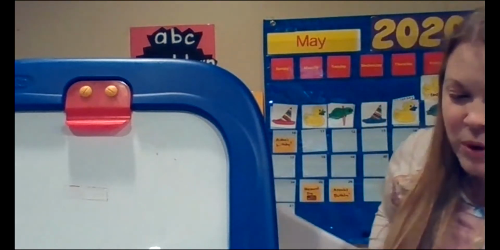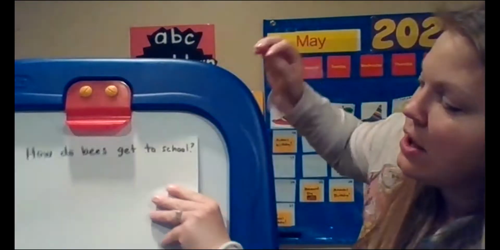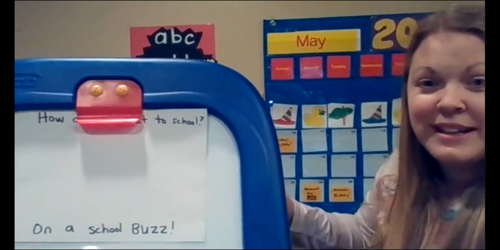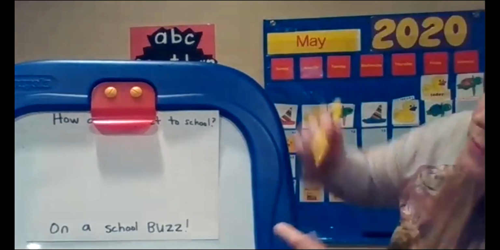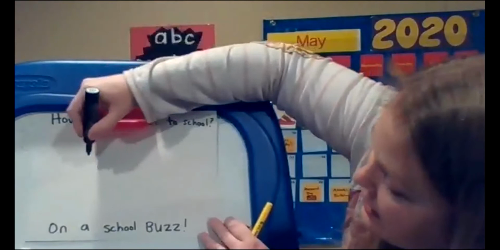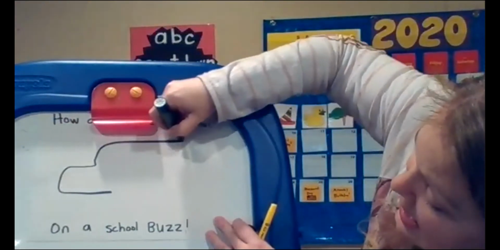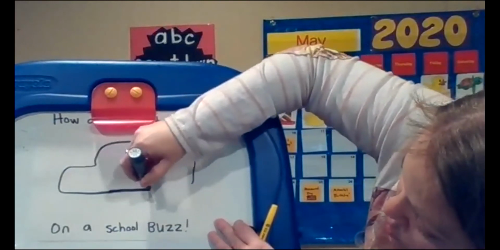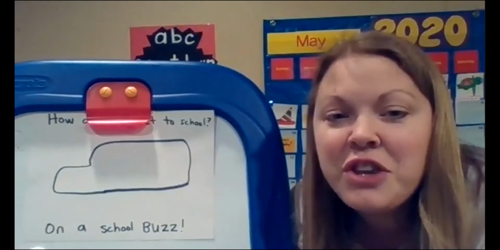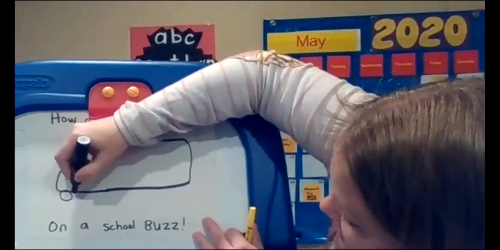I think my favorite one is how do bees get to school? On a school buzz. So I am going to illustrate that one. That means I'm going to draw the picture that goes with that one. So I'm going to draw my bus. Let's see. I think I'm going to use black so you can make sure you see it. And then I'll color it in yellow. And you can choose any of these that you want. Or if you have some good jokes, I know some of my friends at school would tell me some really good ones. You can make your very own, probably even better than these jokes.